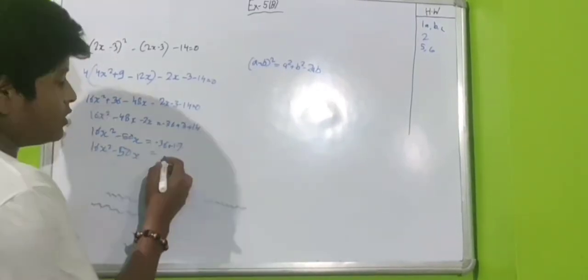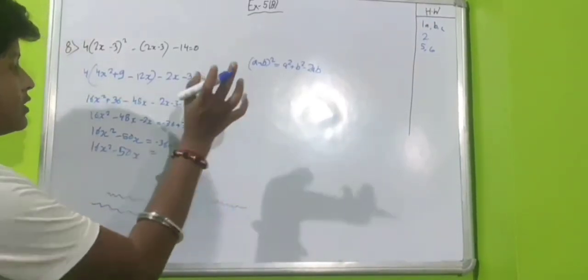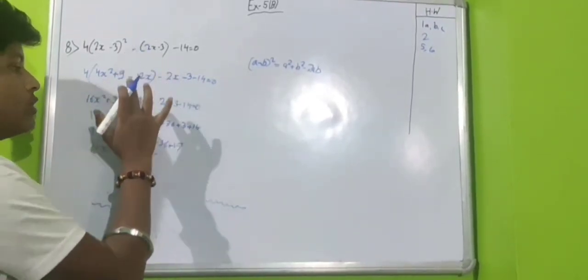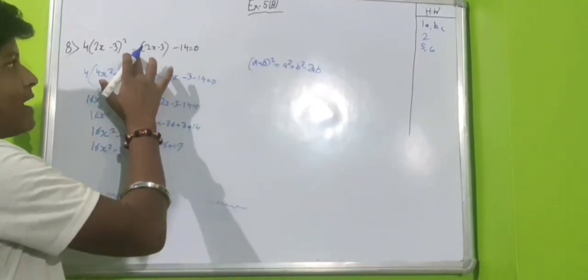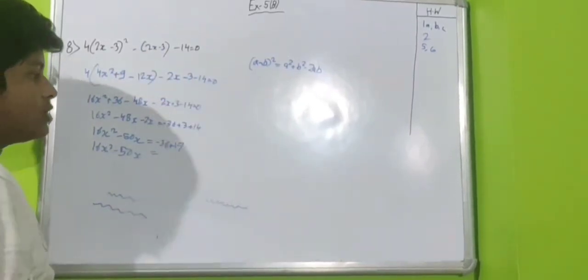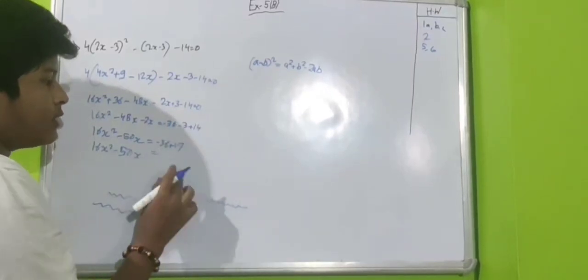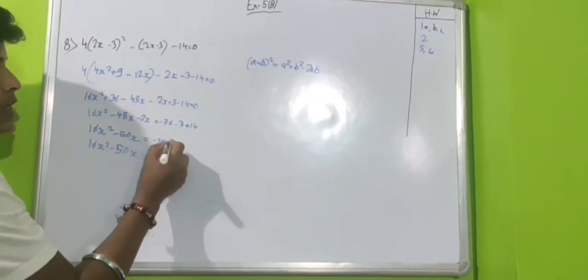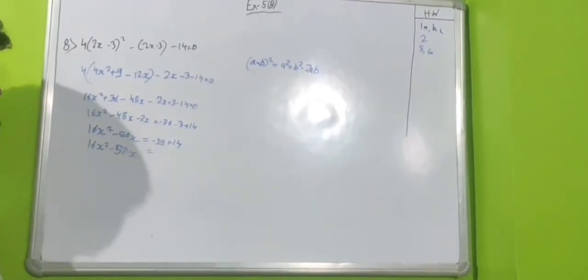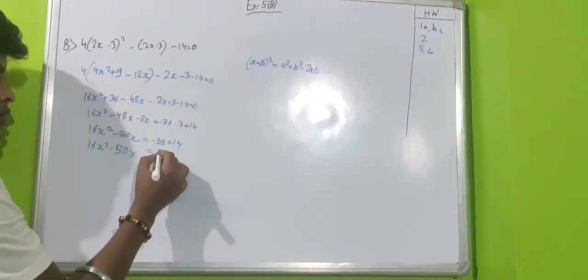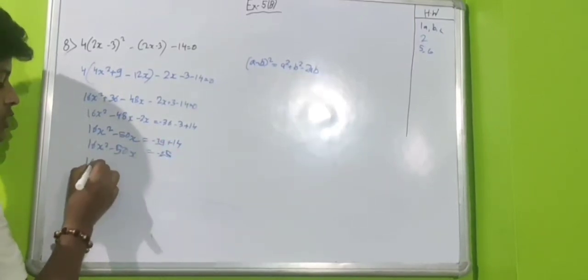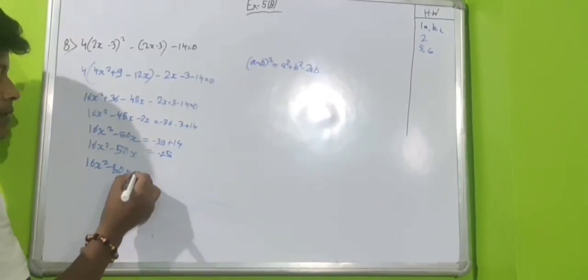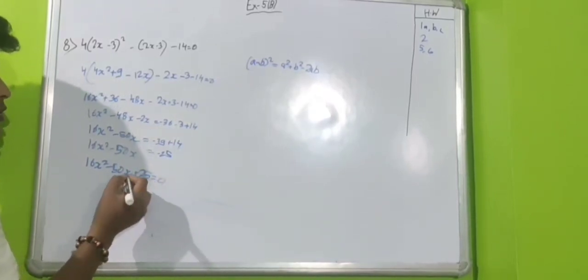Now friends, sorry, but there is one correction. Here minus will be multiplied with both. So it will be minus 2x and minus minus will become plus. So plus 3. So here it will be minus 3. So here it will be minus 39 plus 14. So it will come as minus 25. So 16x square minus 50x plus 25 is equal to 0.